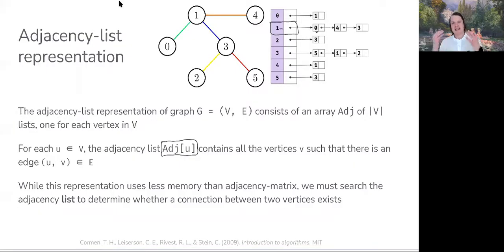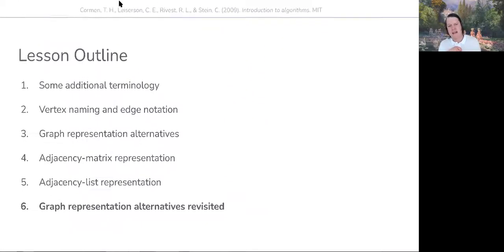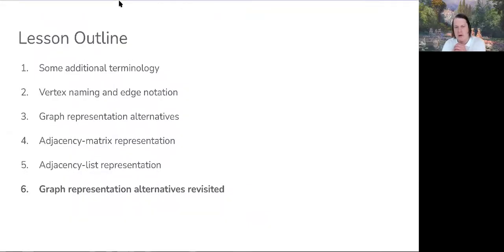So notice it's a story of trade-offs, right? There's some cool performance implications of using an adjacency matrix, but there's also some profound implications of using an adjacency list. Let's go ahead and look into that a bit further in our graph representation alternatives revisited video, which is the last video in this series.